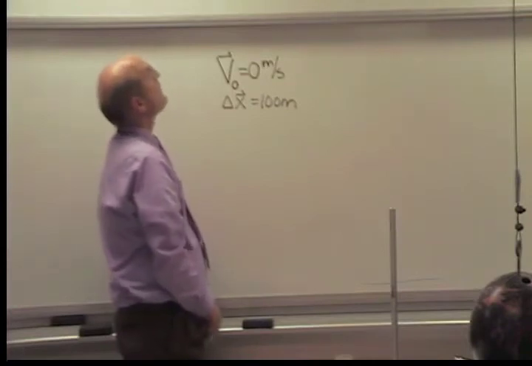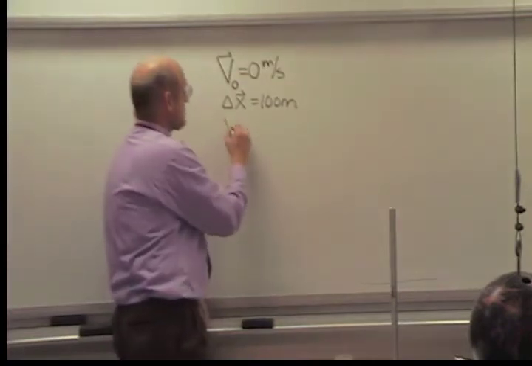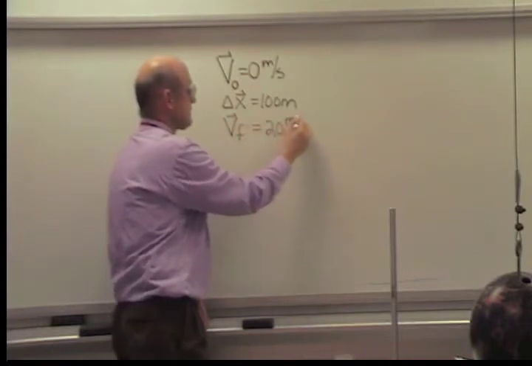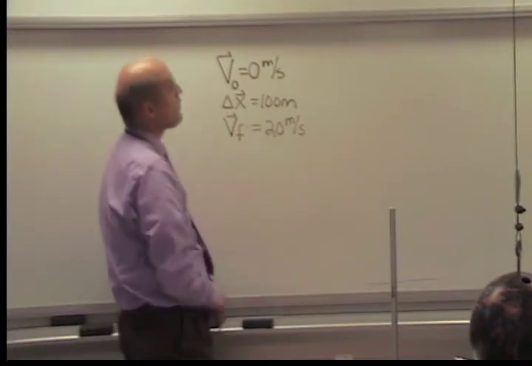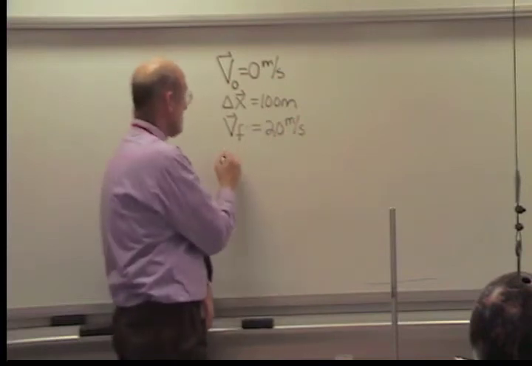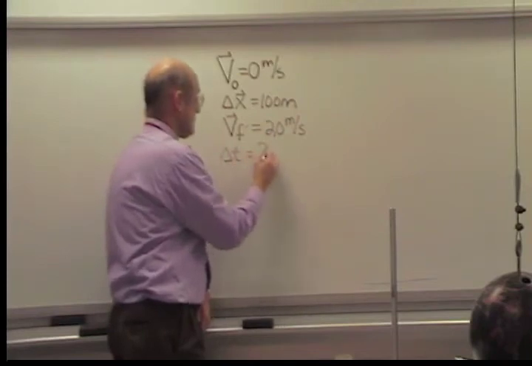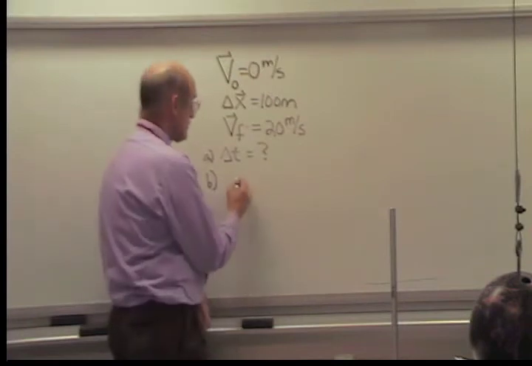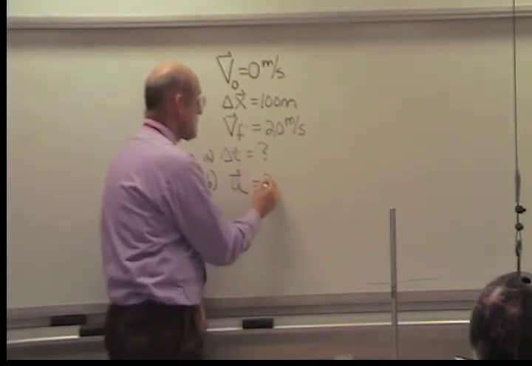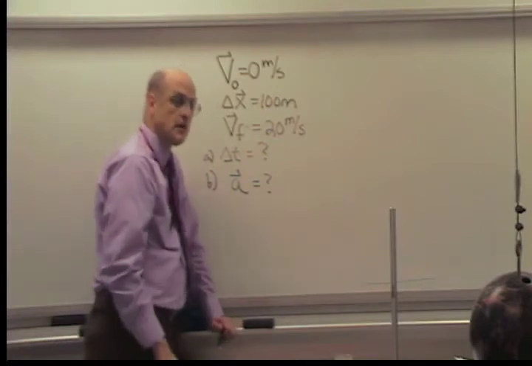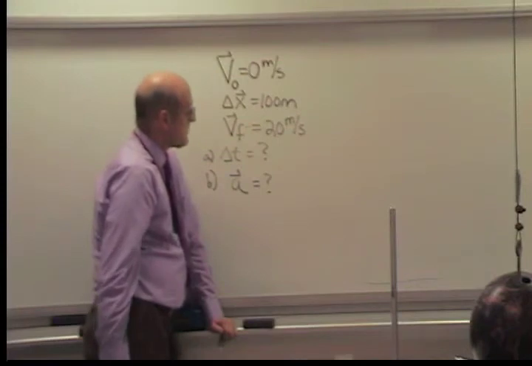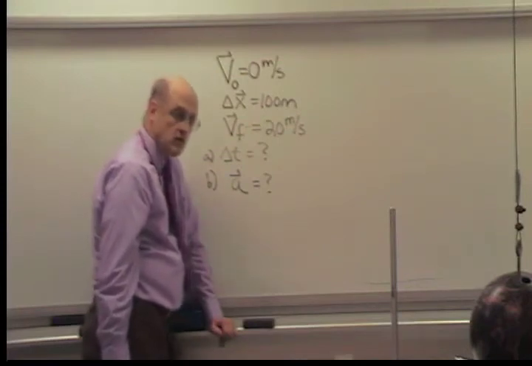If the car's final velocity was 20 meters per second, so that's a piece of given information, 20 meters per second, how long did it take? So they're looking for time. And B, what was the car's acceleration? They're looking for acceleration. Now I am going to assume that the acceleration is constant. So you notice I didn't put an average symbol on top. That should also allow us to use equations that are only valid for constant accelerations.